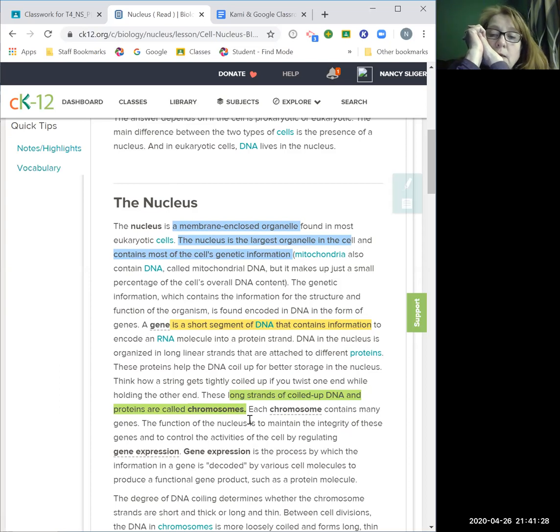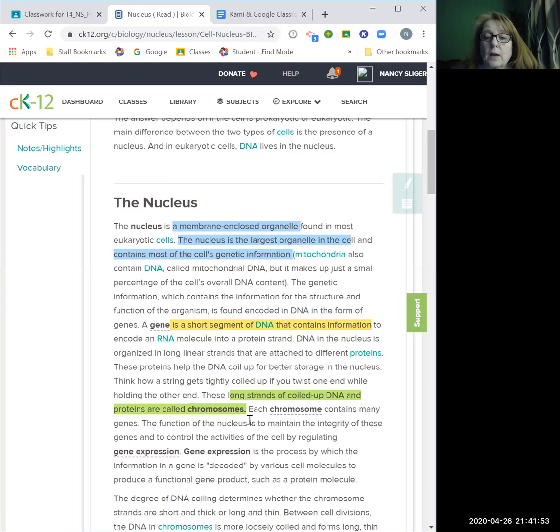Okay. And each chromosome, because it's made of coiled DNA, and the coiled DNA can be divided into smaller sections called genes, each chromosome contains many genes. The function of the nucleus is to maintain the integrity of these genes and to control the activities of the cell by regulating gene expression.